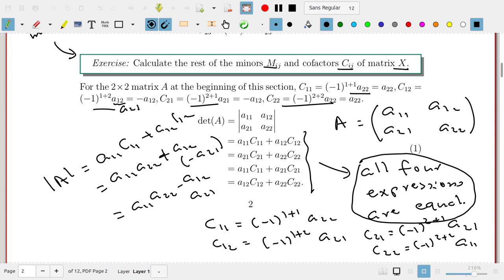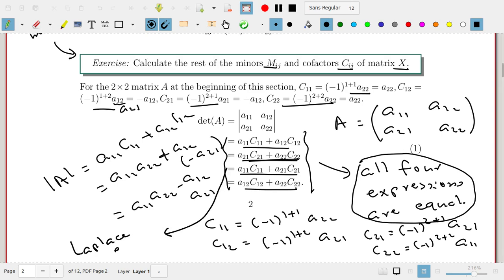Okay, so each of these steps, A11 C11 plus A12 C12, and A21 C21 plus A22 C22, each of these is an expansion along either a row or a column. So this is the expansion along the first row, expansion along the second row, expansion along the first column, and expansion along the second column. So these are the four possible Laplace expansions. Now, what is a Laplace expansion?